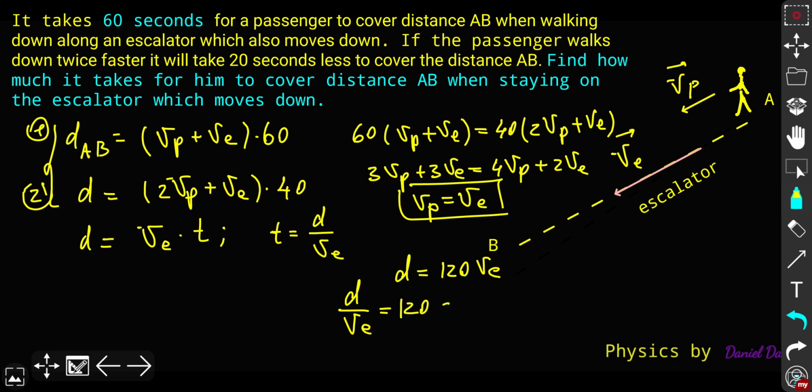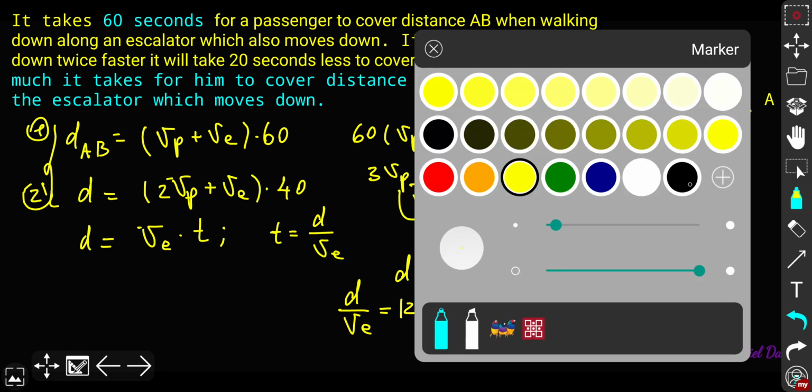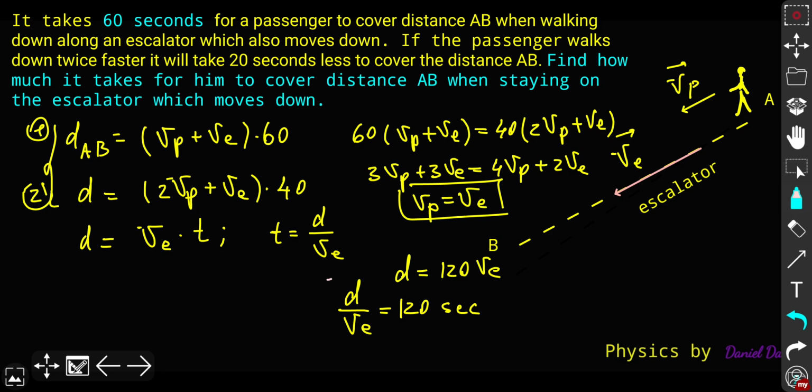Because our time is in seconds, we know exactly that the time required to go down from point A to point B by just staying on the escalator is 120 seconds. So that's the answer to the question. Make sure you have the same, and I hope you're pretty strong in solving simultaneous equations, because all physics is based on creating equations and trying to solve them simultaneously.